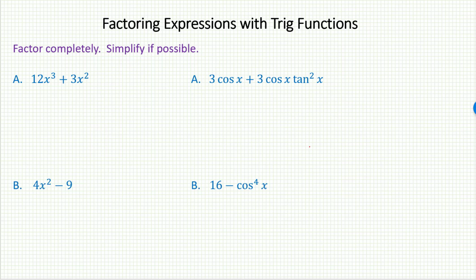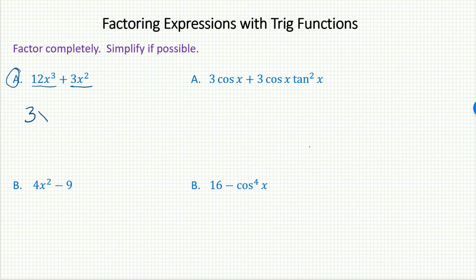Factoring expressions with trig functions. So again, let's review this from algebra. When you want to factor something like this here in part A, the first step of factoring is always to pull out the GCF. In other words, you look at your two terms and you determine if they share any factors in common. And of course, this one shares a factor of 3 as far as the numbers go. 3 goes into both 12 and 3.